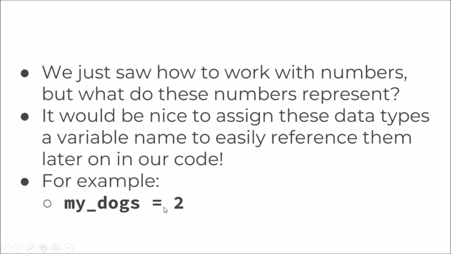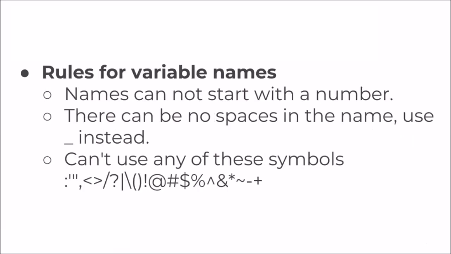My dogs is equal to 2. I have a couple of dogs. Instead of remembering that value, I just write my dogs is equal to 2. So if I refer anywhere to my dogs, it just gives me the value 2. Right? So we have a certain set of rules for assigning a variable name.